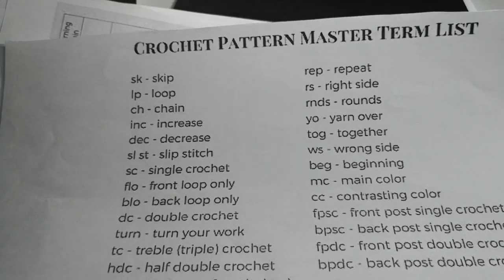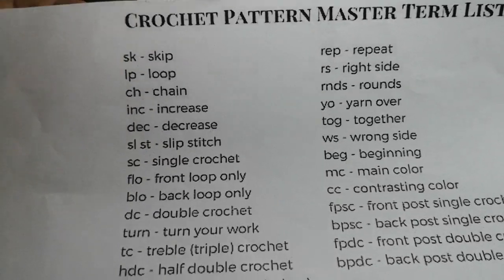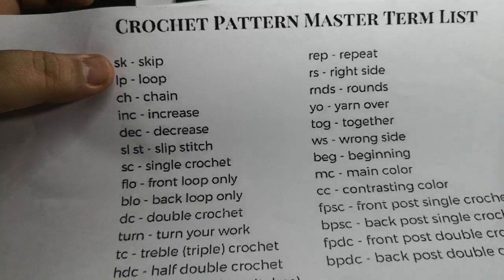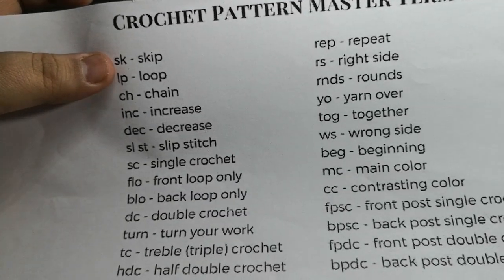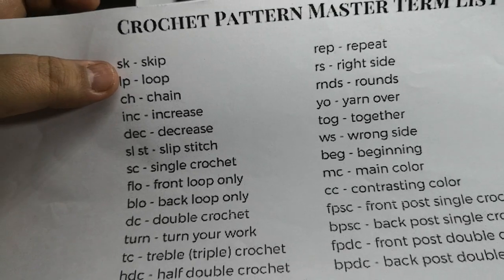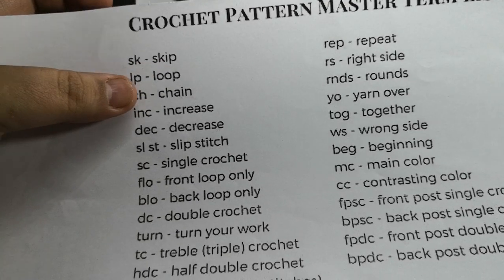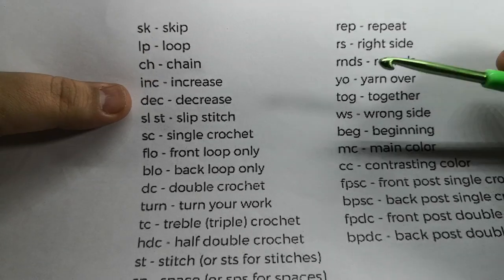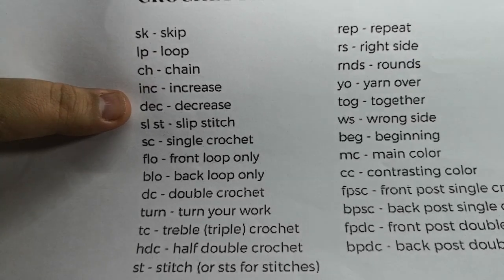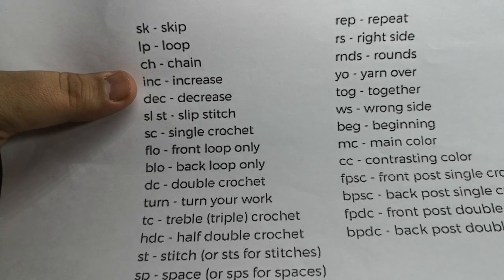And what are those? In the pattern, if there is written SK, that is the short form. These are all short forms of the stuff we normally do in crochet. So SK is equal to skip. LP stands for loop, the loop we make in the crochet. And then CH stands for chain.